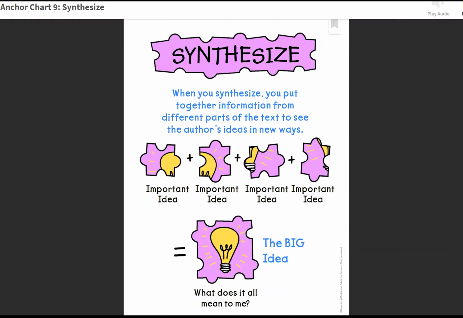Okay. And so after you read, stop and think about what you've read, put it together and ask yourself, what is the big picture? What does this all mean to me? And you have a better understanding of what you've read.